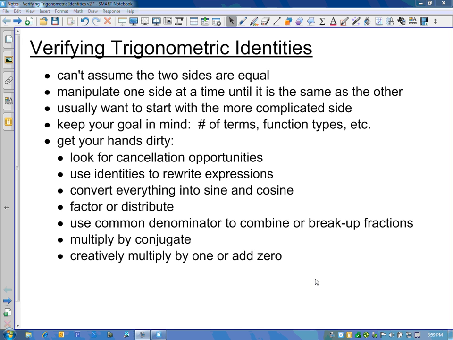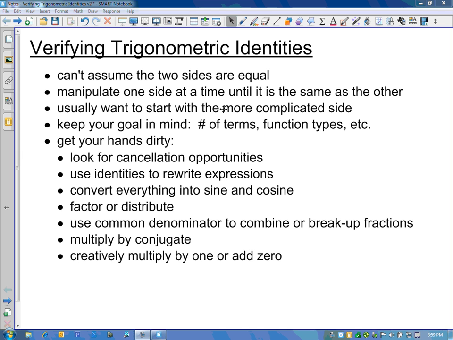This means that we can't do any operations that cross the equal sign. In other words, we can't add or subtract to both sides, we can't multiply or divide both sides. What we can do is manipulate one side at a time until it's the same as the other side. This would be the proof that the identity is valid.